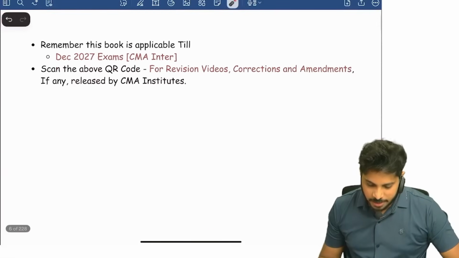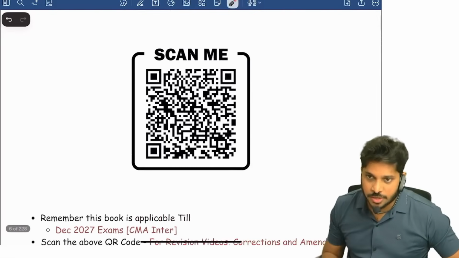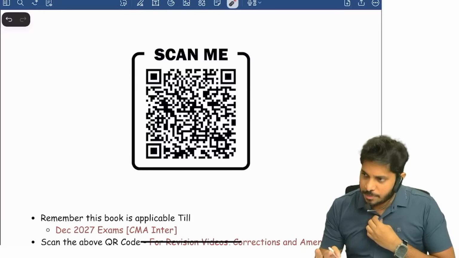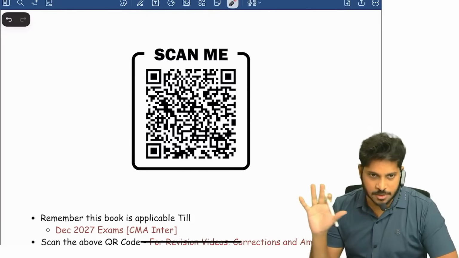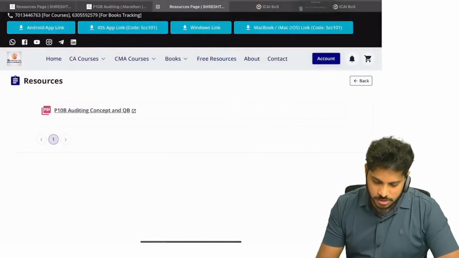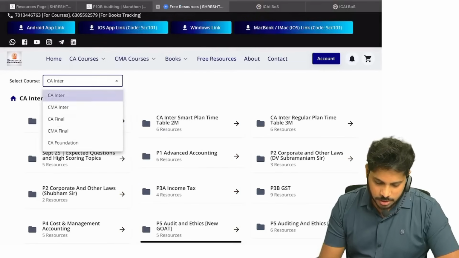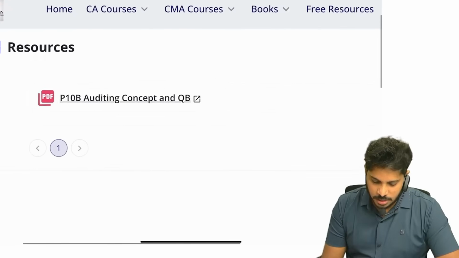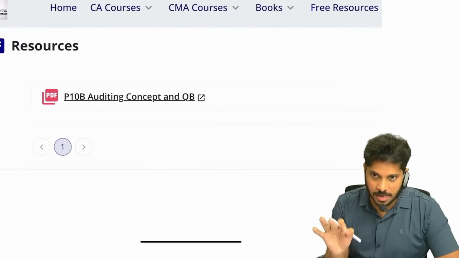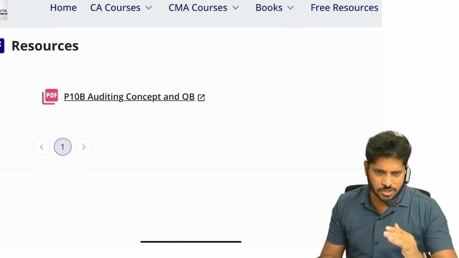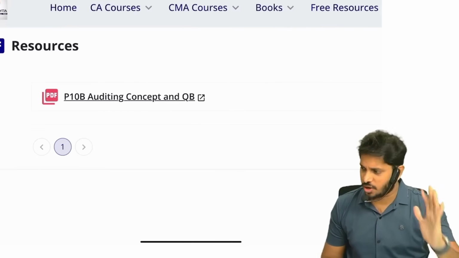By the way, the book which I am showing is the audit PDF, which is my material. You can download this PDF on the website, restofuscma.com. Go to free resources, select CMA Inter, and you can see here the P10B audit color book. This is concepts plus a question bank which will have all descriptive past exam questions, the CMA Institute study material, illustrations, and MCQs, all that were there already.